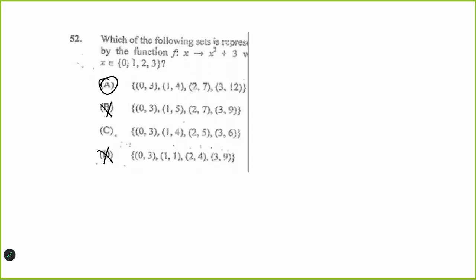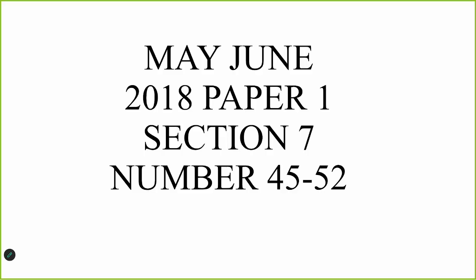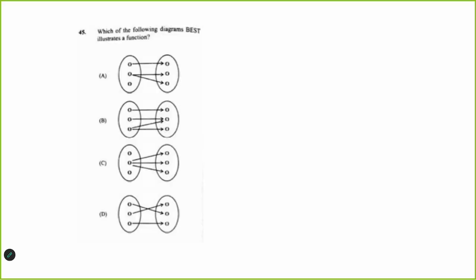Right, and that's the end of January 2019. Let's look at May, June. Which of the following that describes a function? If you have many going on to a value, you know that is not a function, right? So we will say the answer is D.